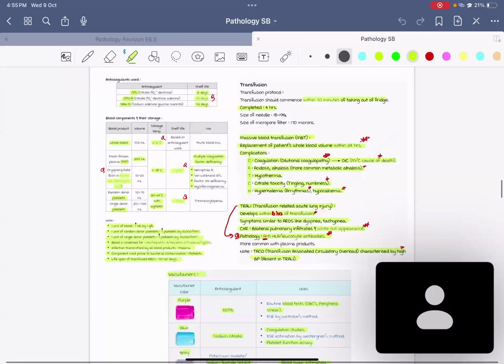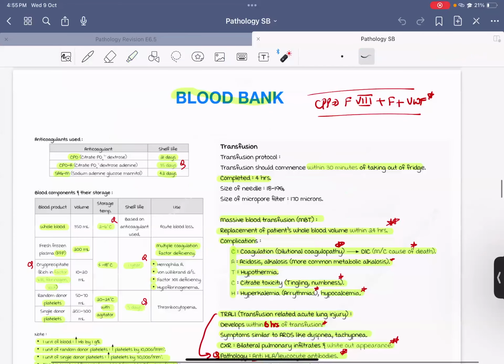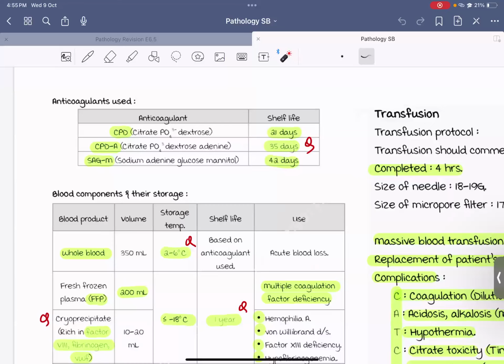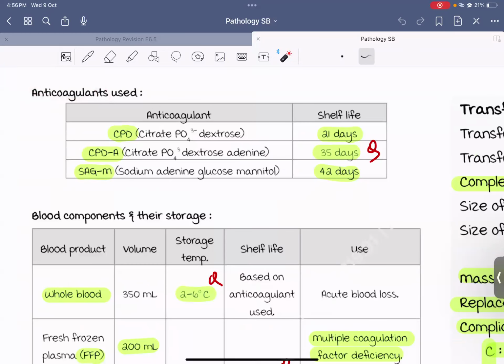Yes, it's visible. Whatever I have mentioned in this slide, these are the important parts of the blood bank which you have to remember for exam. As you know, in the blood bank we have anticoagulants which are used in the blood products, in 1 unit of blood. What type of anticoagulant you have to remember according to the shelf life. So what do these anticoagulants actually do? Anticoagulants provide longevity to that particular blood product.